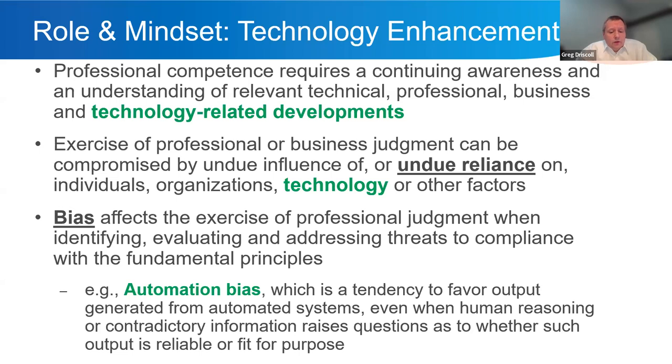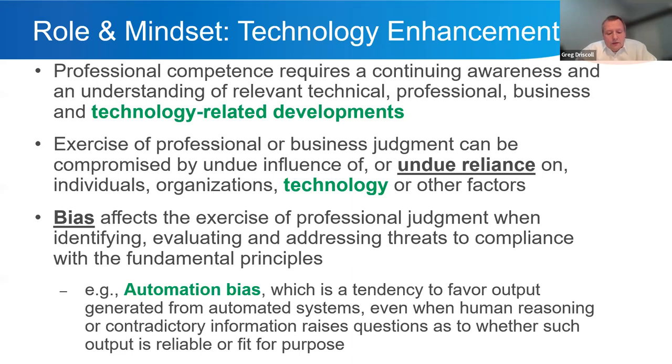The second revision in role and mindset related to technology is a revision to the objectivity fundamental principle that references technology, and you can see it here. Exercise of professional or business judgment can be compromised by undue influence of or undue reliance on individuals, organization, technology, or other factors, because as technology becomes more and more in play as professional accountants execute their professional activities, the opportunity for undue reliance on technology and bias impacting objectivity was something we wanted to bring to the fore in the role and mindset project.